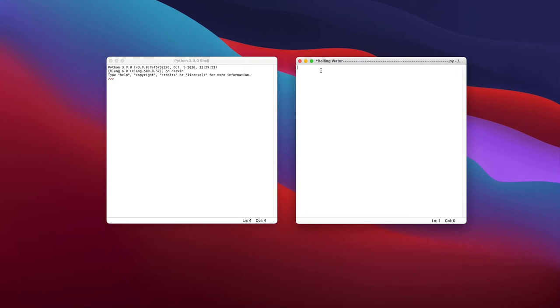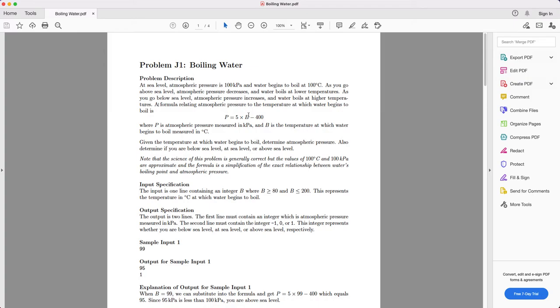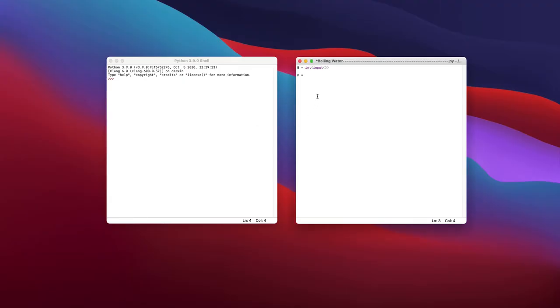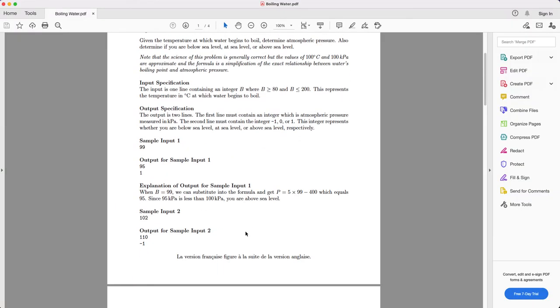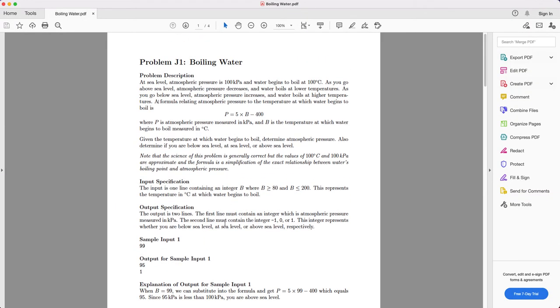We know that for the first line, we're going to have to take input from the user. We know it's an int, so we can take the input like so. Now we can substitute b into the atmospheric pressure formula. P is equal to 5 times b minus 400. If we are below sea level, we need to output -1. If we're at sea level, we need to output 0, and above sea level, we need to output 1.